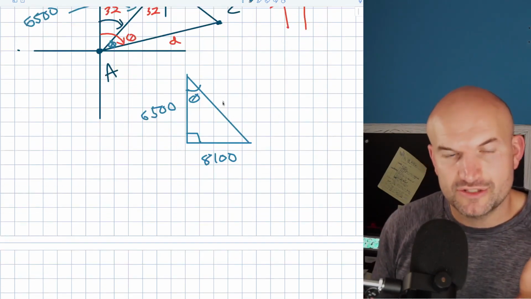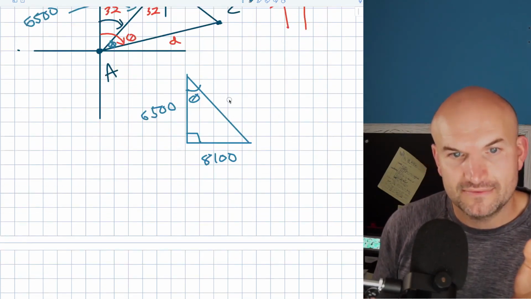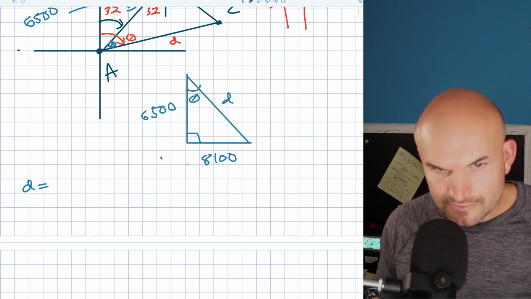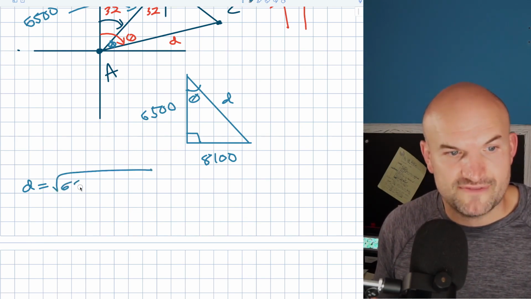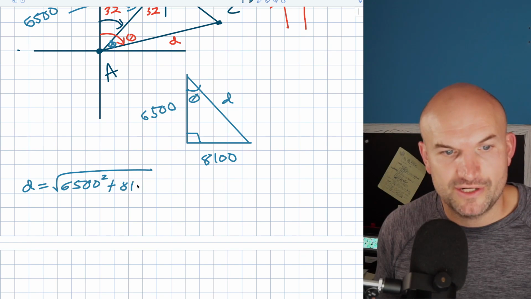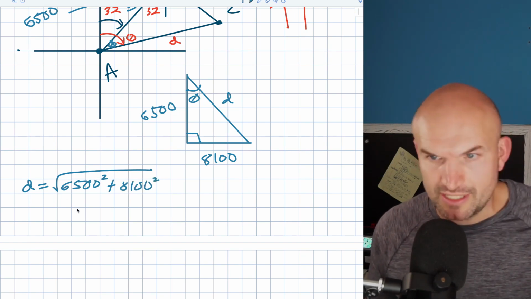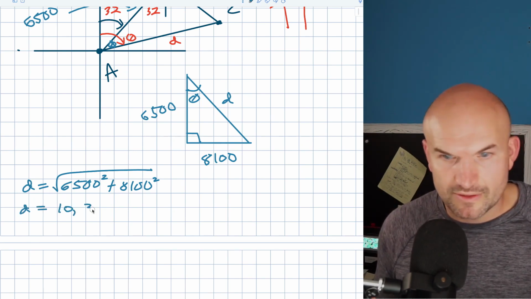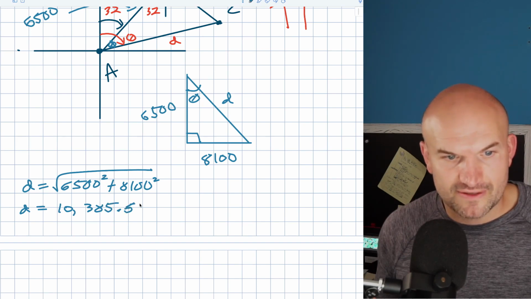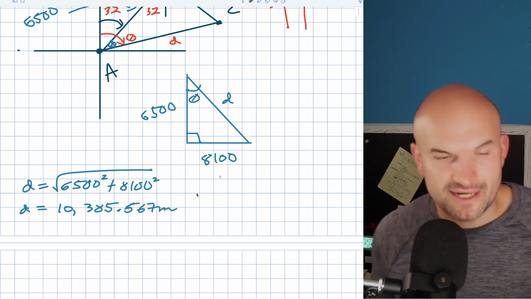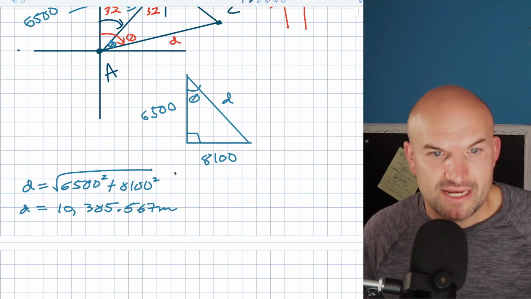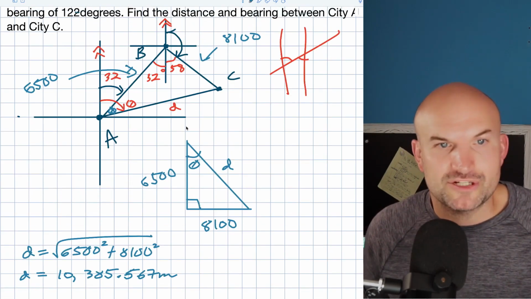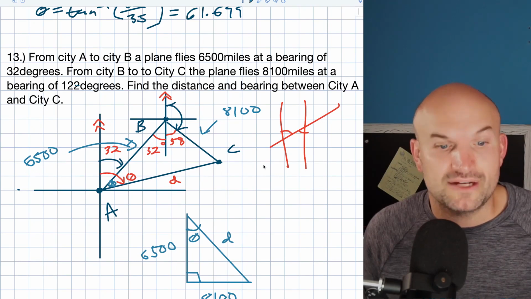So the first thing we need to do is the Pythagorean theorem to find our D. So 6,500 squared plus 8,100 squared equals D squared. Go ahead and type that into your calculator, and you should get D equal to 10,385.567 miles, depending on how you want to approximate that, which makes sense, right? Because if the sides are 6,000 and 8,000, the hypotenuse should be bigger, around 10,000. And we want to make sure everything's in miles, which is our final answer.